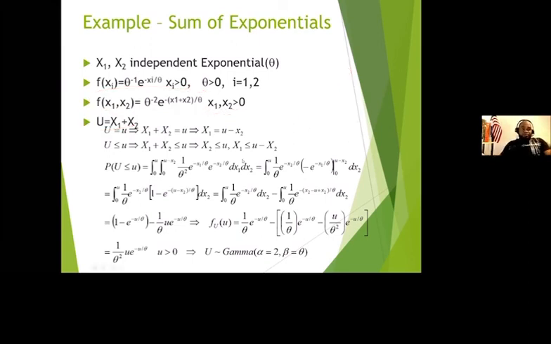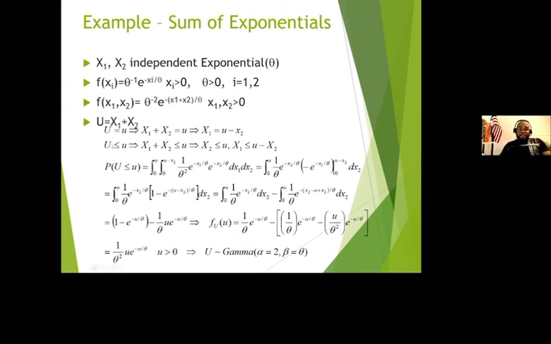So what we're going to do: uppercase U equal to small u implies x1 plus x2 equal to that, then I need to find x1. If I want to find x1, one of the variables, then it's going to be this guy minus x2. That's what I have here, right? Don't forget, I want to use the method of distribution function, so I need to consider the probability of uppercase U less than or equal to lowercase u.